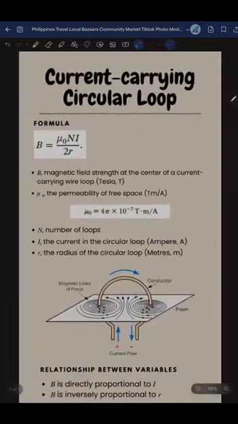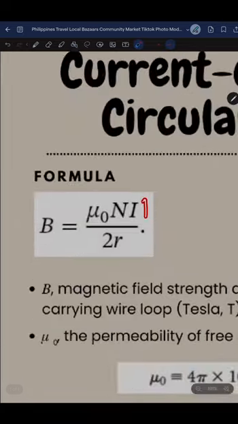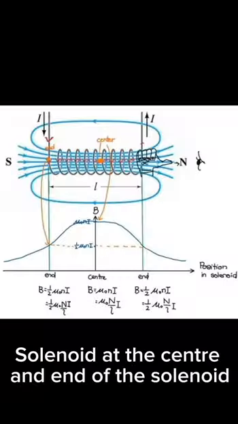From the formula, we can see that B is directly proportional to I and inversely proportional to R. So this means that when the I increases, the B will increase, and when the R increases, the B will decrease. Next, we will talk about the solenoid.